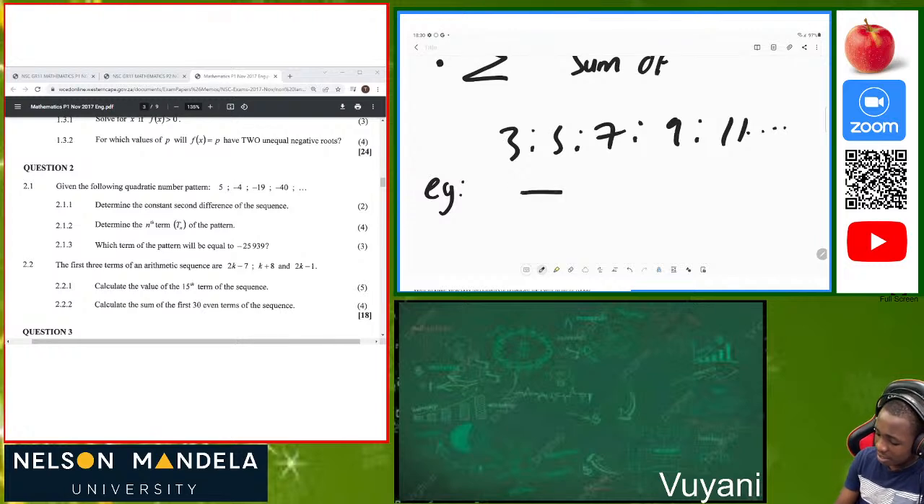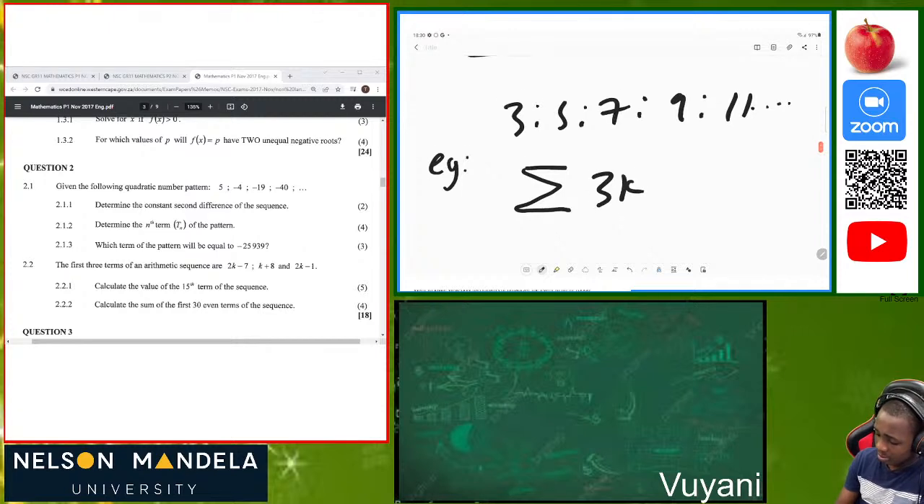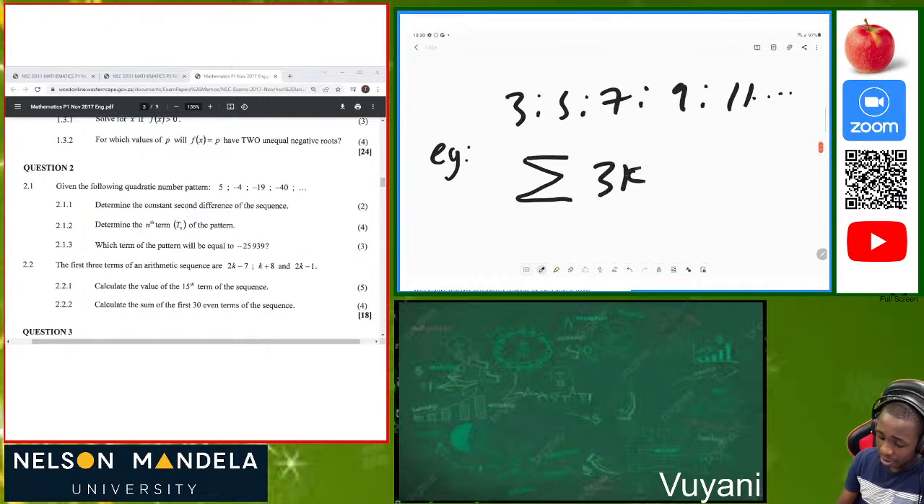E.g., we have a summation of 3k. 3k is the Tn. Let me write this first. In this example, we have 3k, with k equal to 3, and maybe 5 here. I'm just making an example. What this means is that we read this as the sum of all the terms from the first term, which is here, to the last term, which is here.